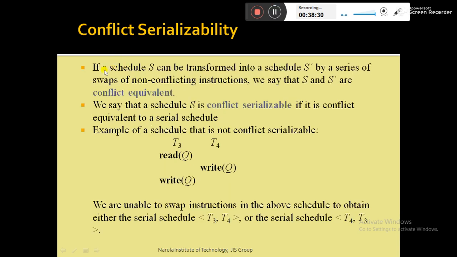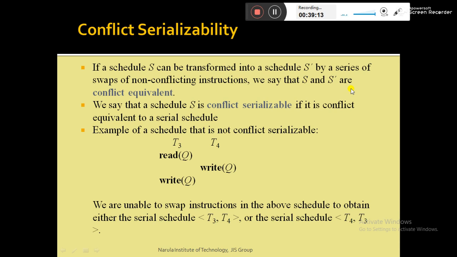Let's first check this one. If a schedule S can be transformed into another schedule S prime by a series of swapping of non-conflicting instructions, then we can say that S and S prime are conflict equivalent. What I have said earlier: suppose a schedule S is given, which is a concurrent schedule, and if we are able to swap the non-conflicting instructions and ultimately get another schedule S prime, then we say that S and S prime are conflict equivalent.